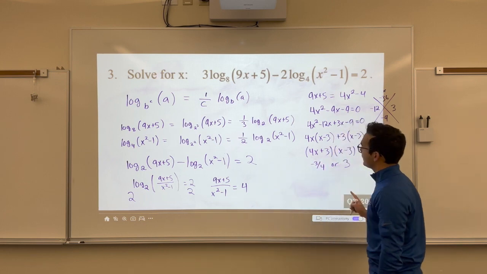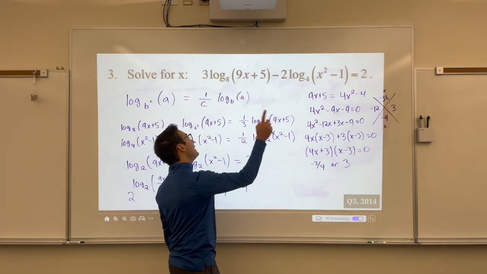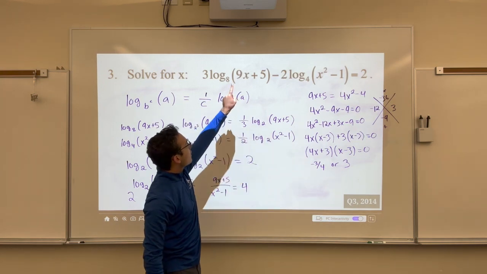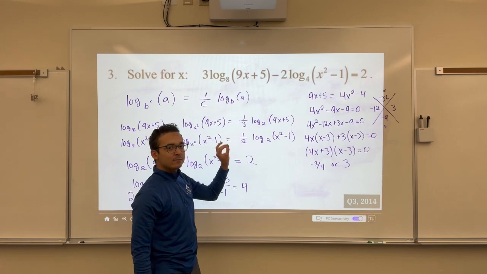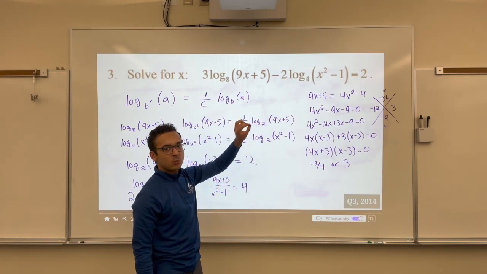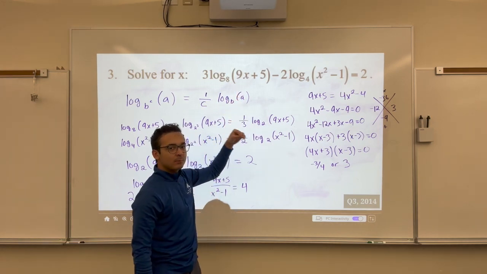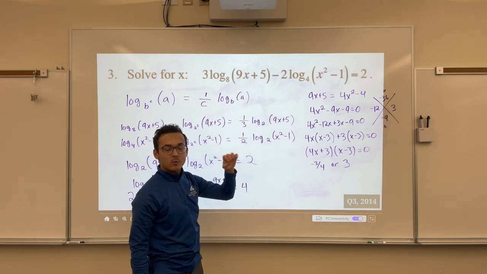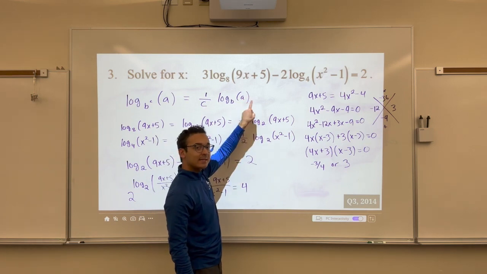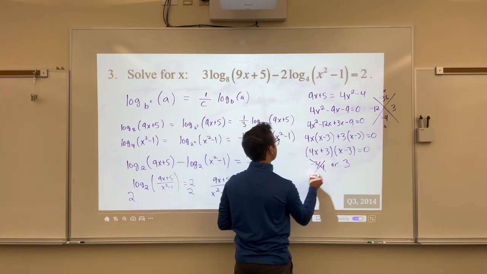or 3. But remember, that's not our final answer because we need to plug those values back into this equation. When we multiply negative 3 over 4 by 9, we get negative 27 over 4. 5 can be rewritten as 20 over 4. So we have negative 27 over 4 plus 20 over 4, and that equals negative 7/4. We cannot plug in a negative value into a log, therefore negative 3/4 is not a valid answer.